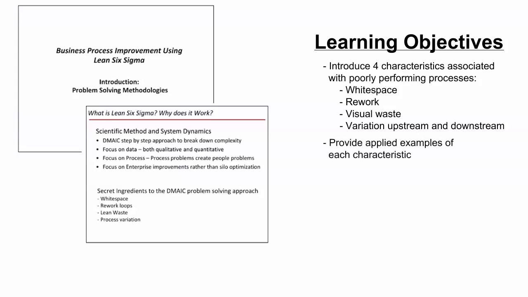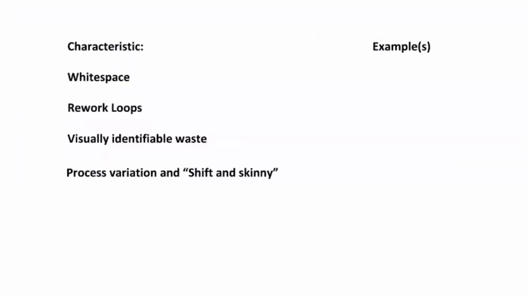We'll give some quick examples in this video, but then there'll be plenty of applied practice and examples in follow-up videos as well. All right, I've cleaned up my screen a little bit and I've got the 4 characteristics listed out. I call them the big 4 secret ingredients to process improvement success. And they are in this order. Number 1, white space. 2, rework loops. 3, visually identifiable waste, sometimes called lean waste. And then number 4, process variation that we see upstream and downstream in the system. And what I'd like to do is give examples of each next.